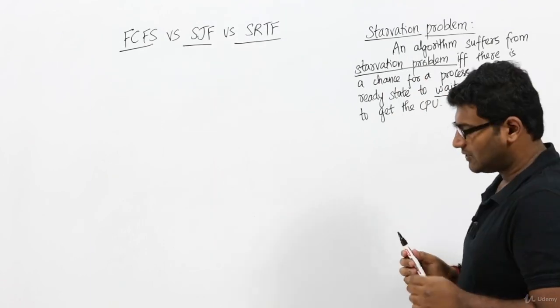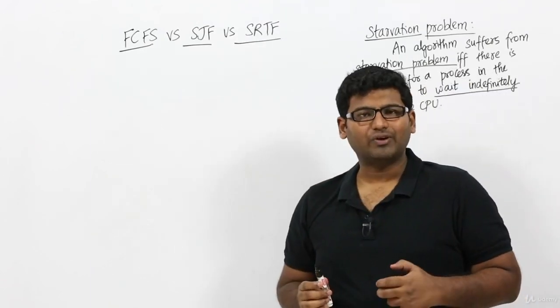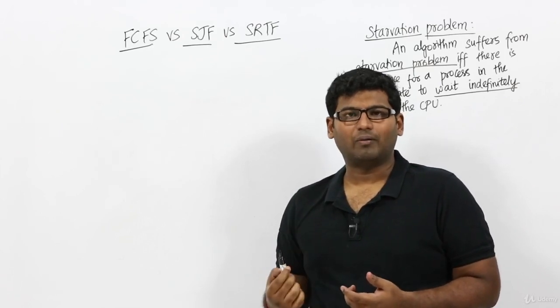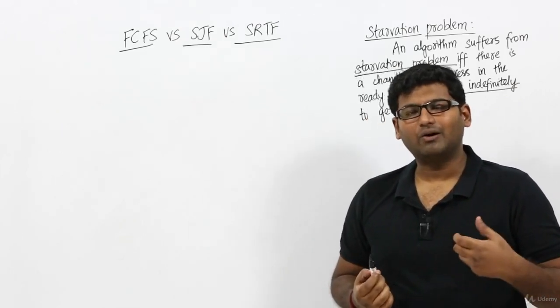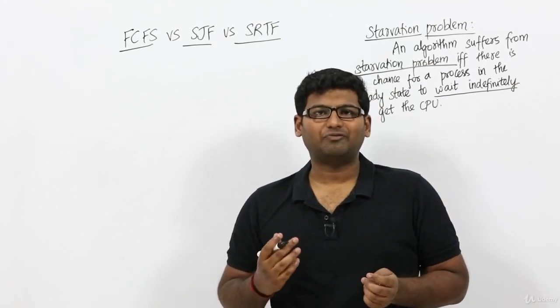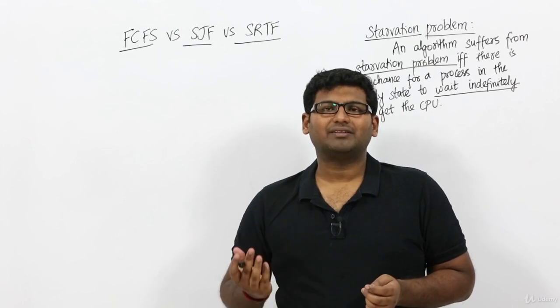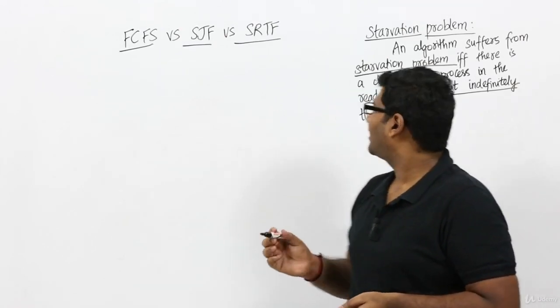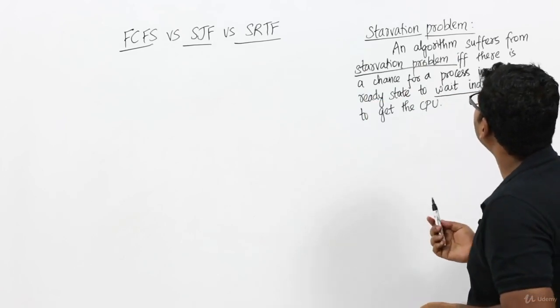See, starvation problem is actually a disadvantage. In case an algorithm has a starvation problem, then we say that the algorithm has a disadvantage. Whereas in case we say that an algorithm is free from starvation, then we can say that it has that as an advantage. Now let's understand what is meant by starvation.